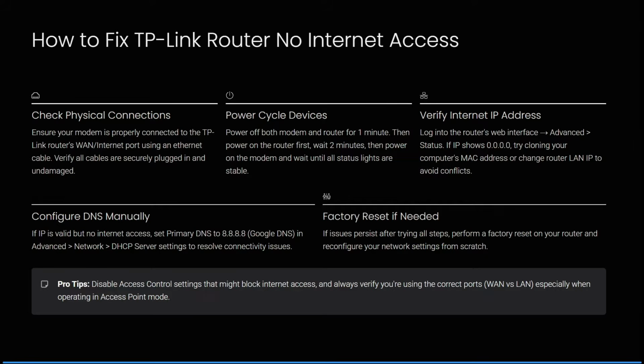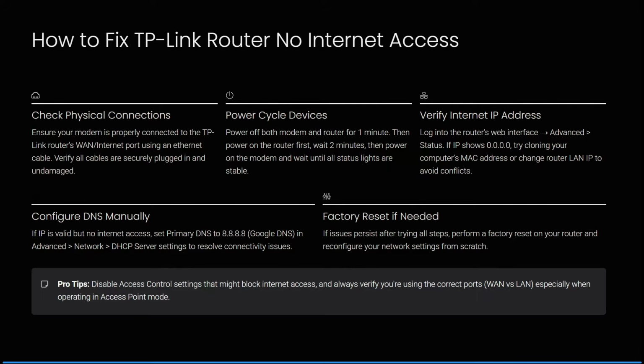So the first thing is to actually check your physical connections. Ensure that your modem is properly connected to the TP-Link router's WAN, or the internet port, using an Ethernet cable. You can verify that all cables are securely plugged in and that they are undamaged. If anything looks a bit weird there, if there are any burn marks or anything that looks a little bit loose, you can replace this cable.